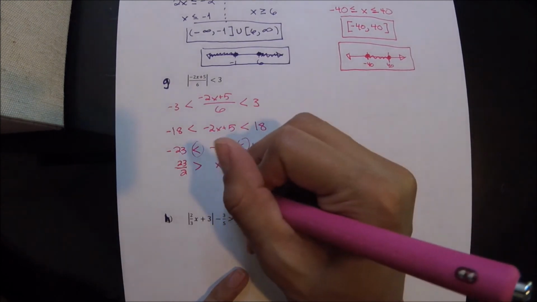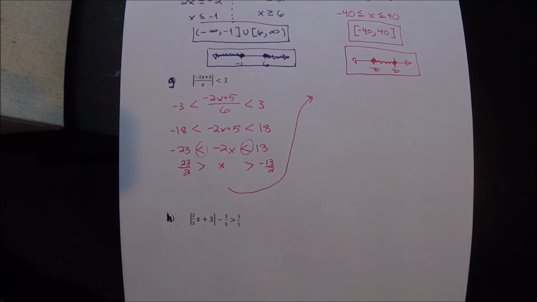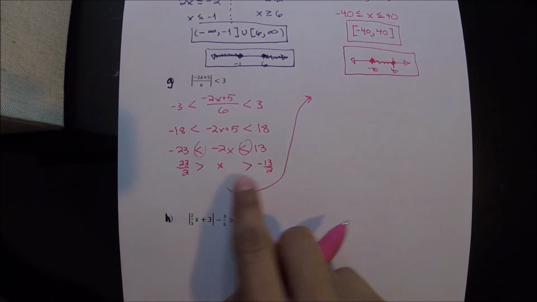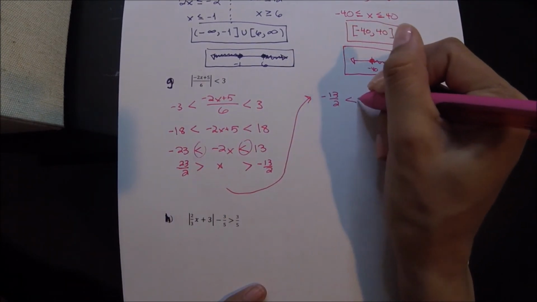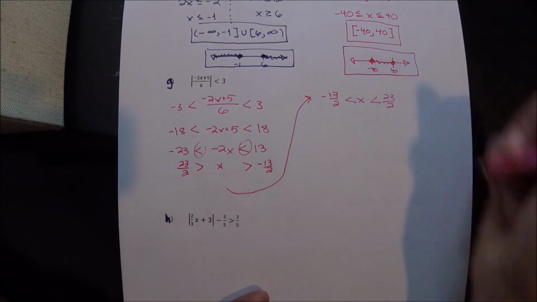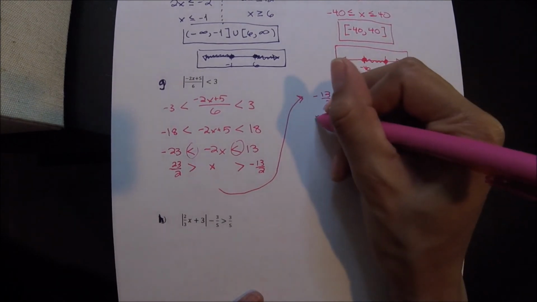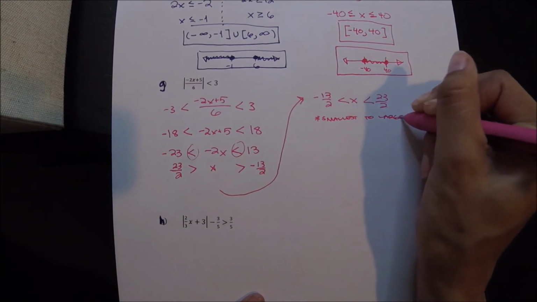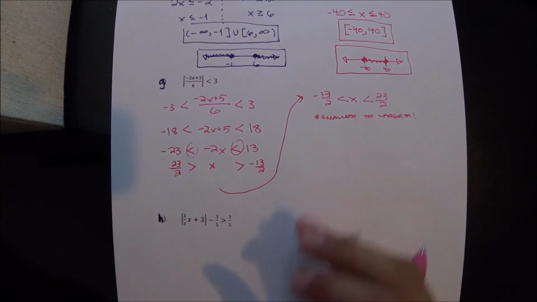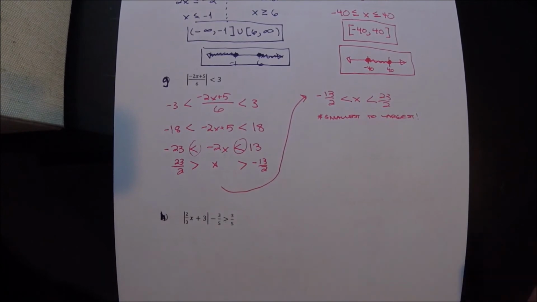I highly suggest that when you have something like this, always write it from smallest to largest. Well, negative 13 halves is smaller than 23 halves. So to get everything in the right order, we'll just flip everything like this. It still means the same thing, but now we have smallest to largest, left to right. And that helps us when we go to do our interval notation, because interval notation also has to be smallest to largest, left to right.